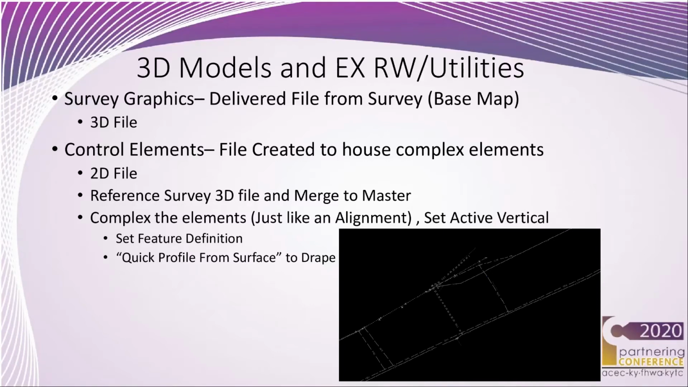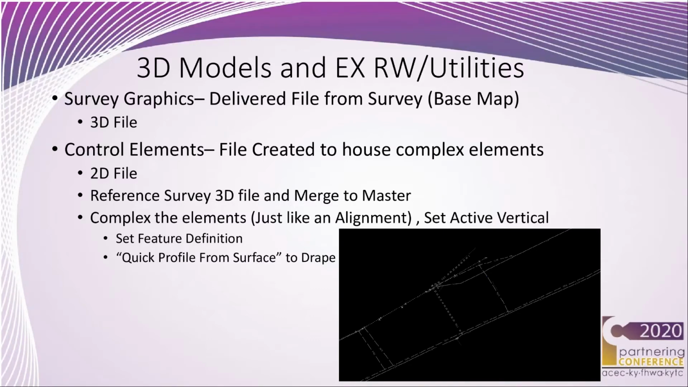So what I'm going to talk about is how to get your survey and your existing right-of-way into your cross sections and get it to annotate them automatically. We're going to go through this really quick. It's going to be kind of a broad level. So you get your survey file from your surveyor. It's going to come in as a 3D file. We call that a base map.